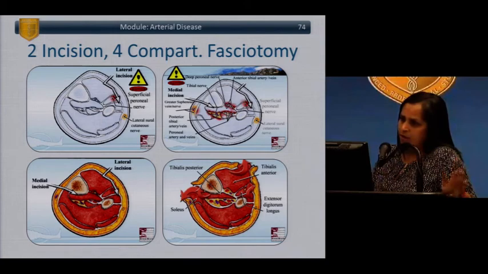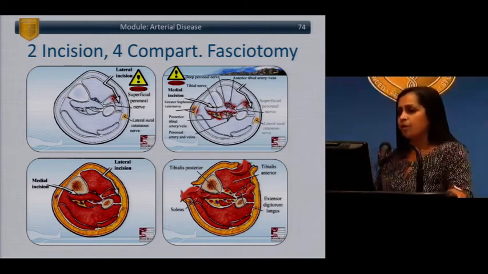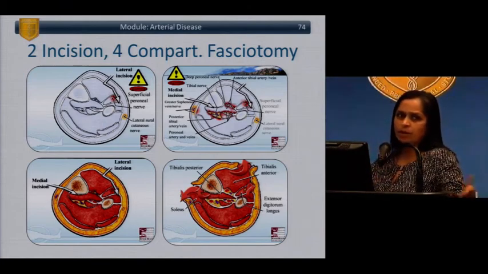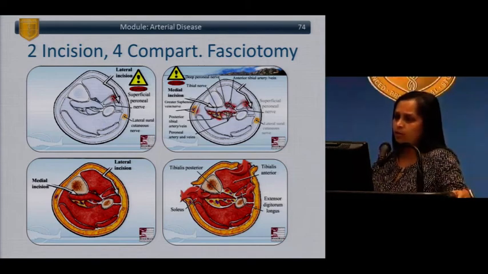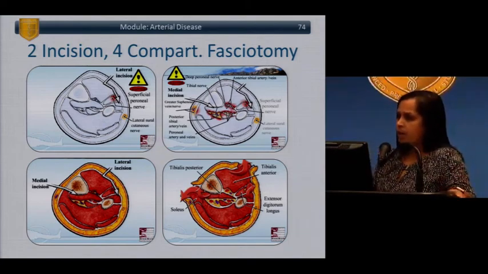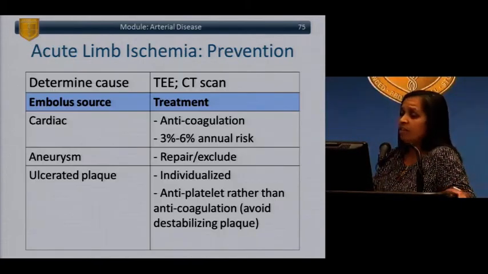This is a diagram of a fasciotomy. There are different ways to do fasciotomies, but for the purposes of the board exam, 2-incision, 4-compartment fasciotomy is the right answer for any patient in whom you suspect compartment syndrome. You want to address all 4 compartments in the leg: anterior compartment, lateral compartment, superficial posterior compartment, and deep posterior compartment. The deep posterior compartment is where a lot of the vessels are located. The anterior compartment is probably most commonly affected by compartment syndrome.